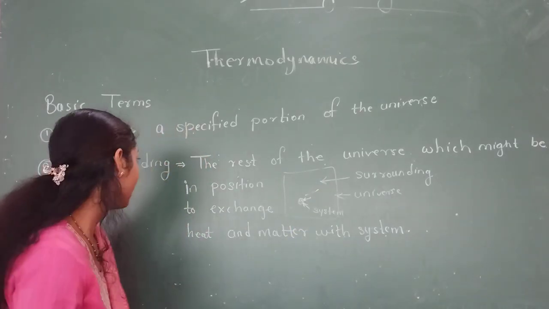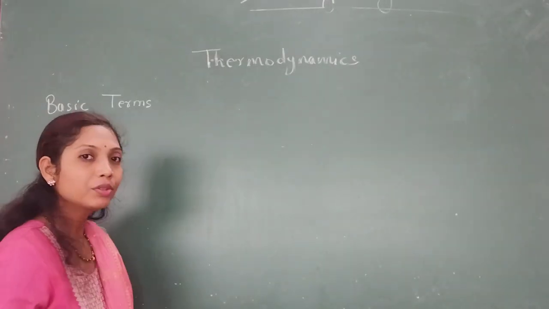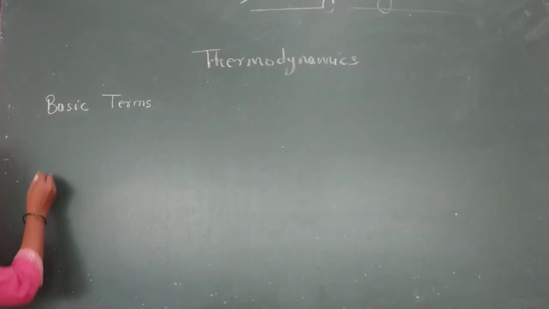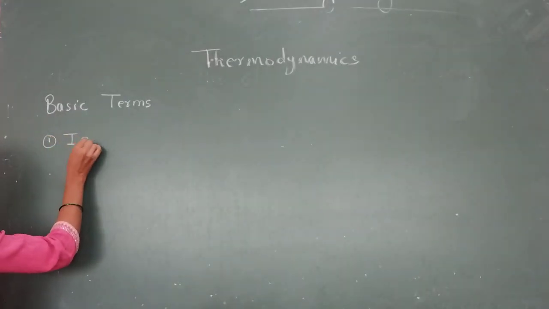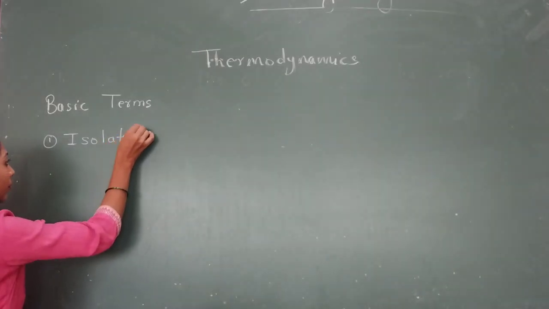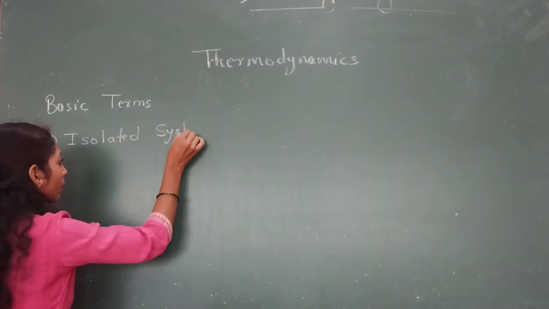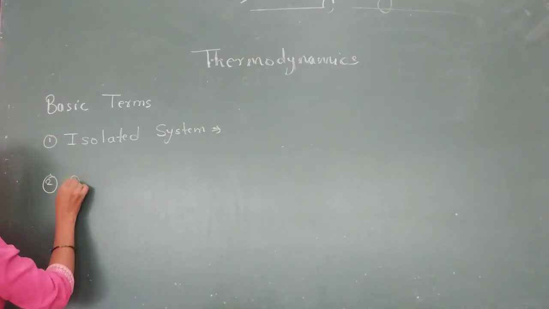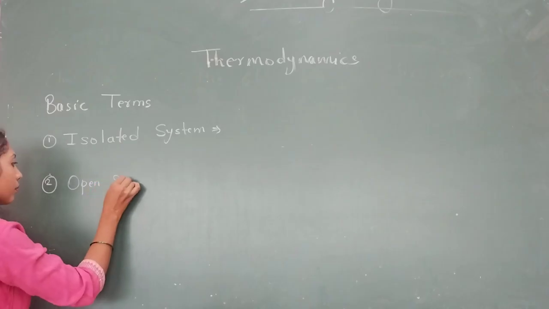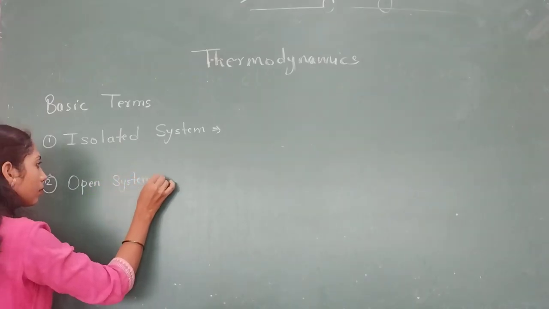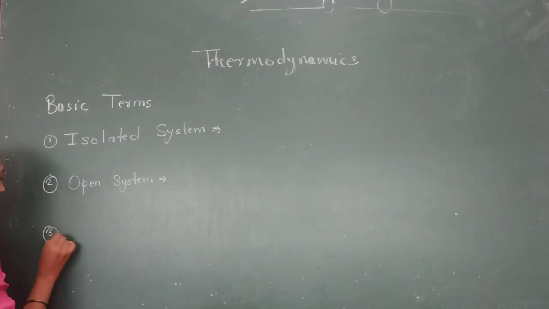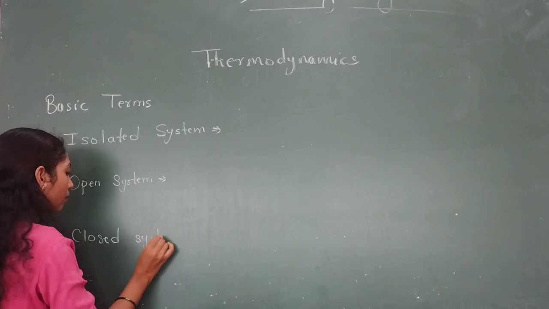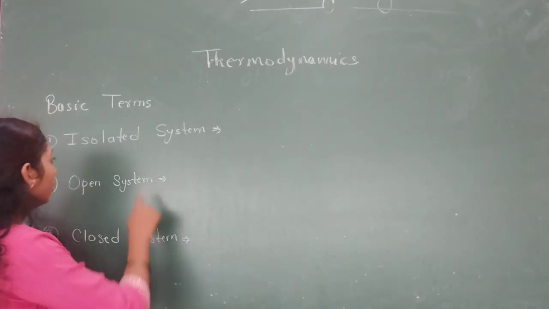Okay, now next, we are going to discuss some types. There are major three types of the system. The first one is isolated system. Second one, open system. And third one is closed system.